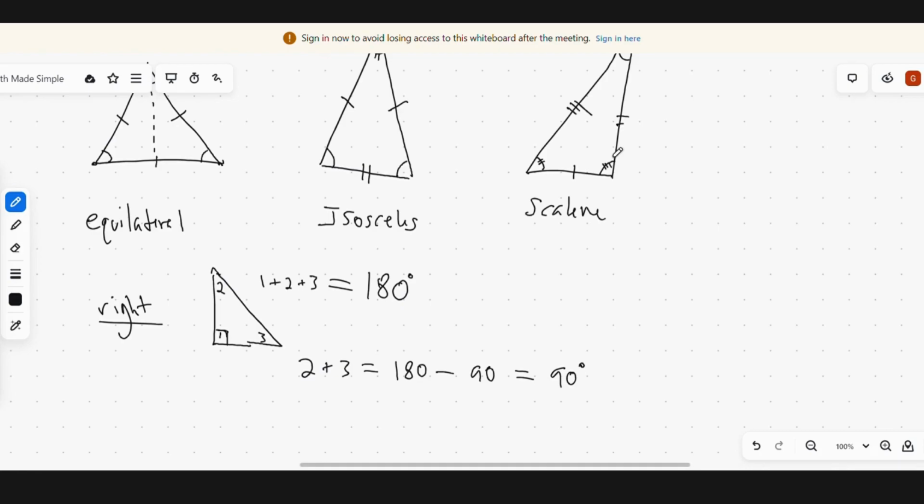Right triangles are actually very special in terms of what we can do with them mathematically, but that is a brief introduction to types of triangles, naming them, what their key features are.